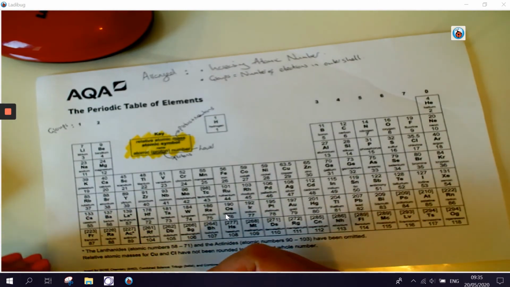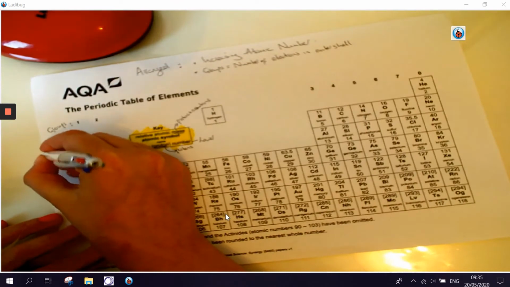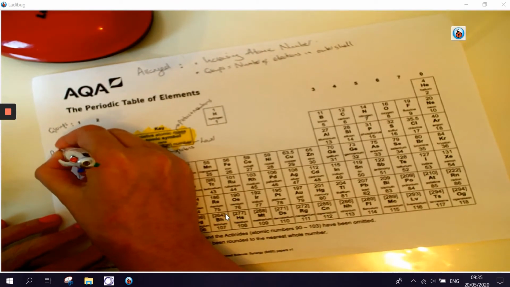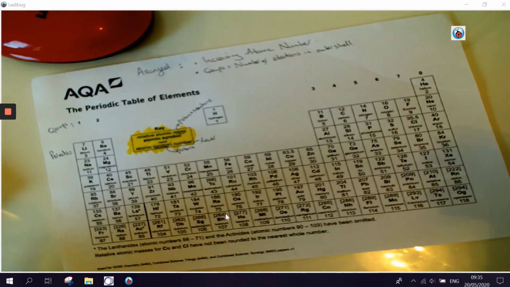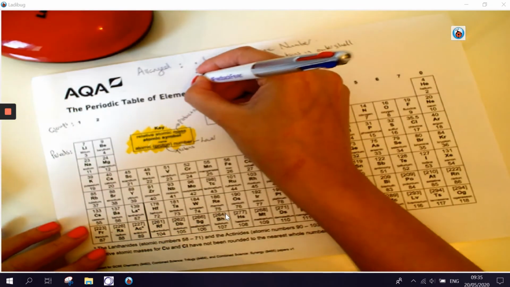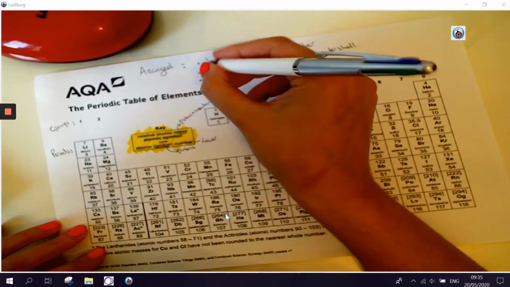The next thing we need to know about is the periods. Now the periods represent the number of shells that each element has.